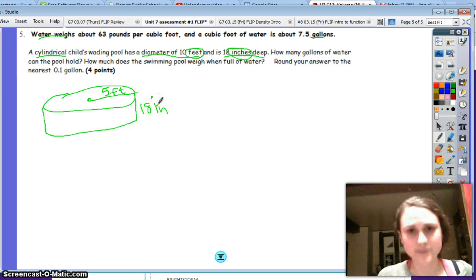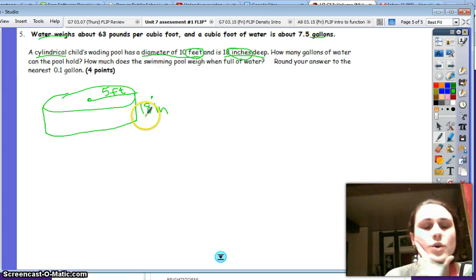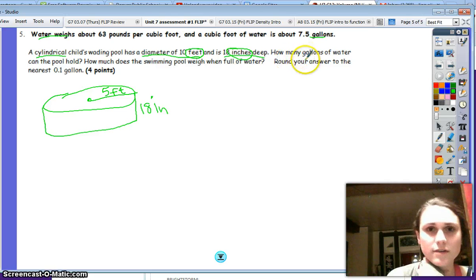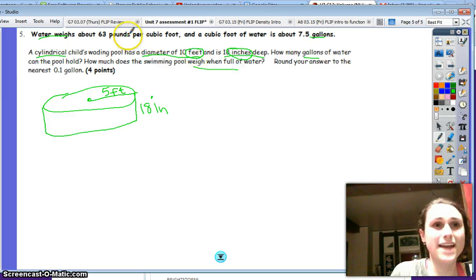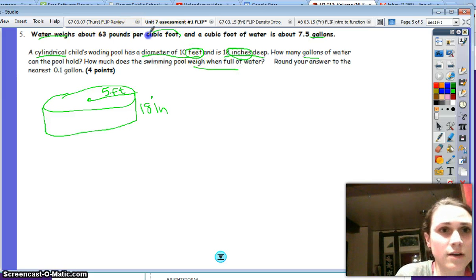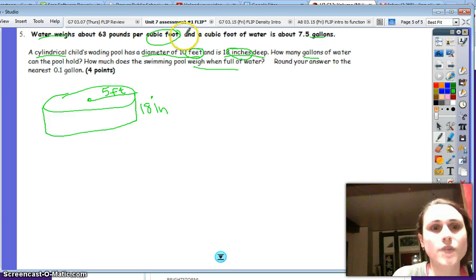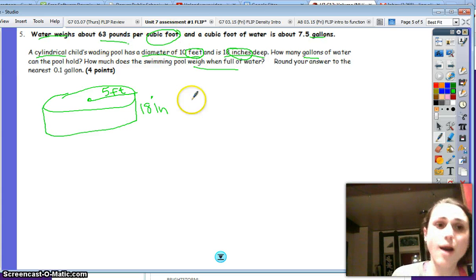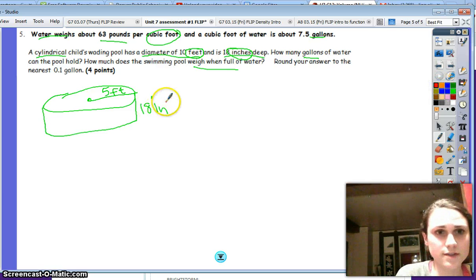So I'm thinking that I need to get this problem into either feet or inches in order to find the volume. And what's going to help me make this decision is what I'm ultimately being asked to find. I want to find how many gallons of water the pool can hold and how much the swimming pool weighs when it's full of water. And I notice up here that the conversions they give me for gallons and then for weight are converted from cubic feet. A cubic foot of water is 7.5 gallons. A cubic foot of water weighs 63 pounds. So I probably want to convert this figure right here, this inches, to feet.